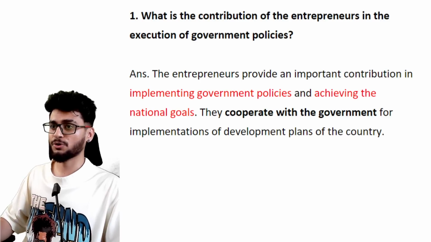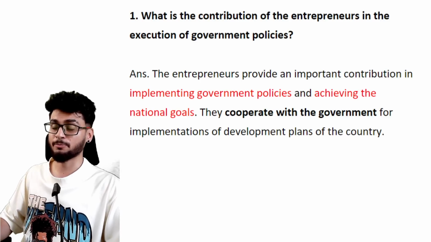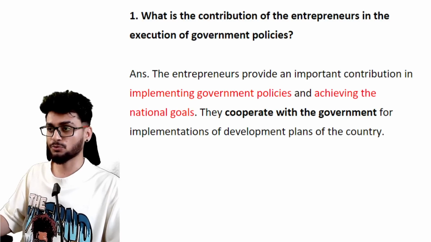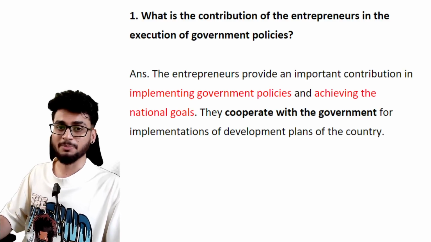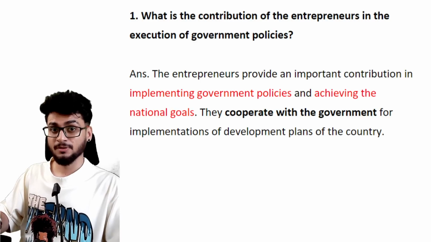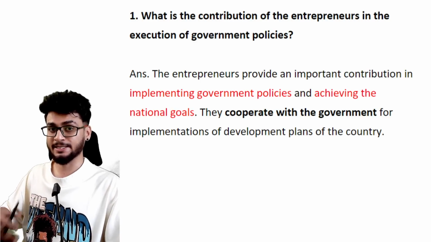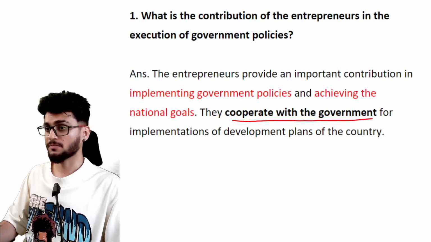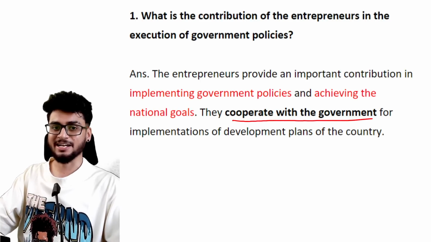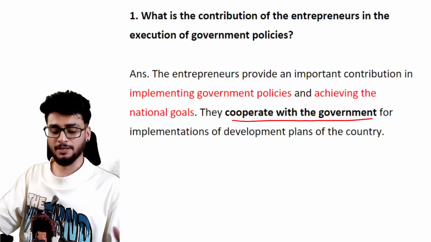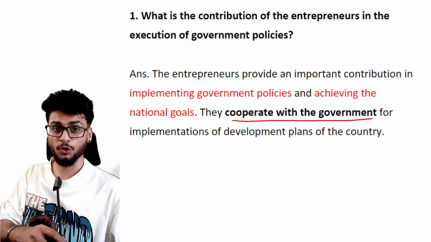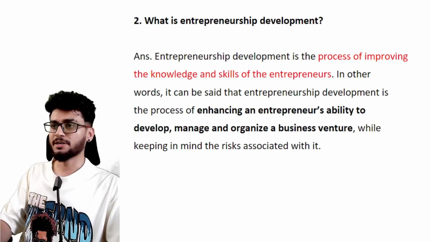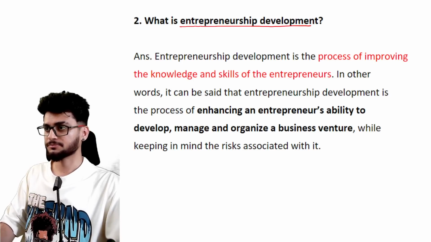Contribution of entrepreneurs in execution of government policies. So entrepreneurs play an important role with the government. If you talk about Mukesh Ambani or maybe Elon Musk, they both contribute to the government policies in their respective nations. So they actually cooperate with the government for achieving the national goals, such as how much the economy should improve, or maybe how they are creating jobs, and so on.